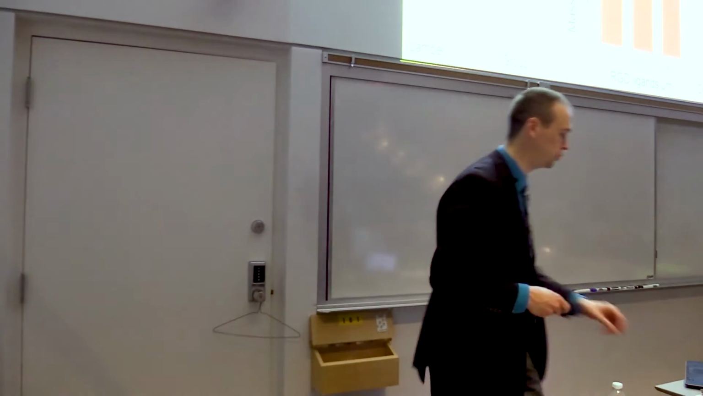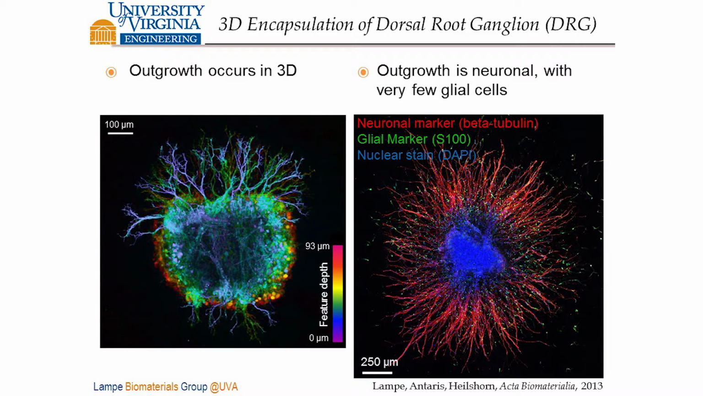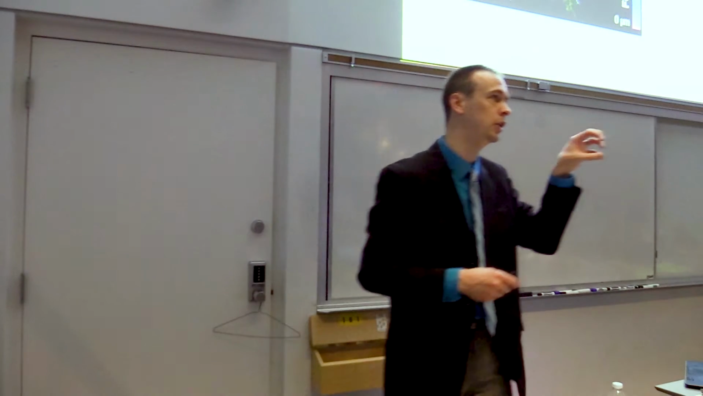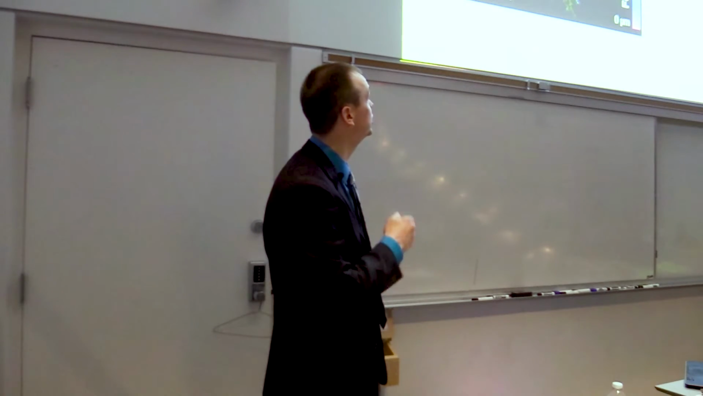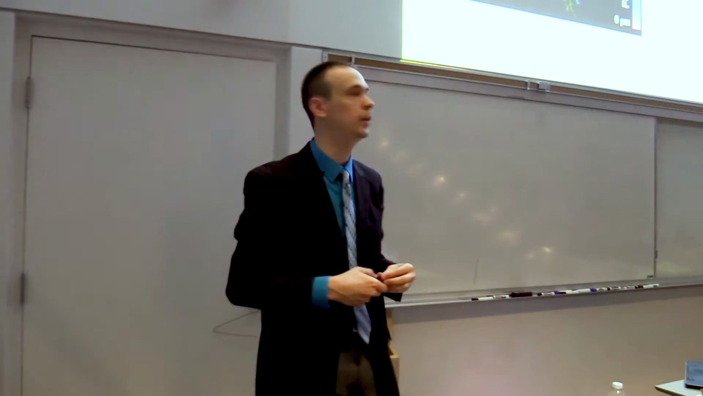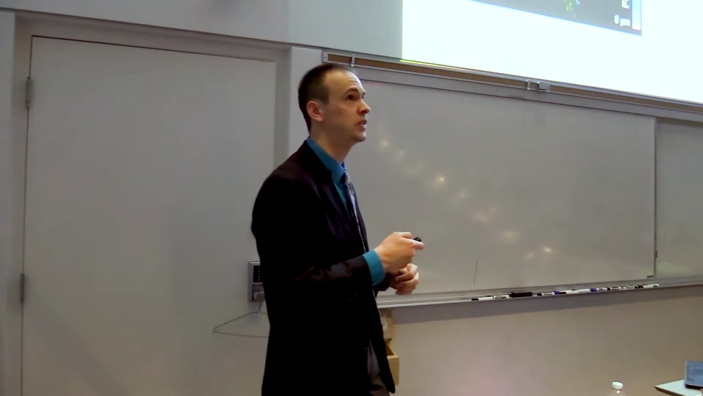So we can independently tune those two things. Great. We can encapsulate cells inside of it. So this is a dorsal root ganglion. This is a little ball of cells found at the, it's technically peripheral nerve, but it's right at the interface with the central nervous system along the spinal cord. So it's a little enlarged piece of tissue. So this was the original piece of tissue. We encapsulated it in one of these ELP hydrogels, and it extends processes.